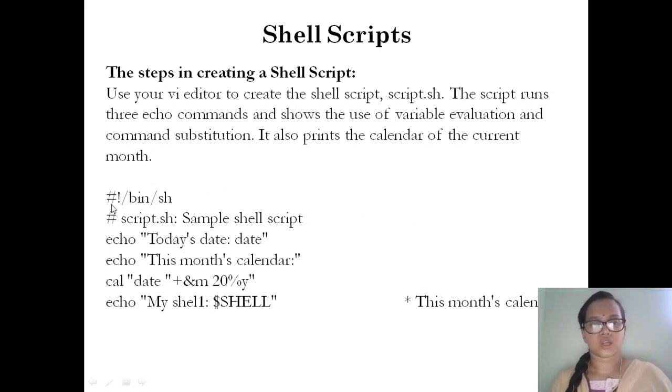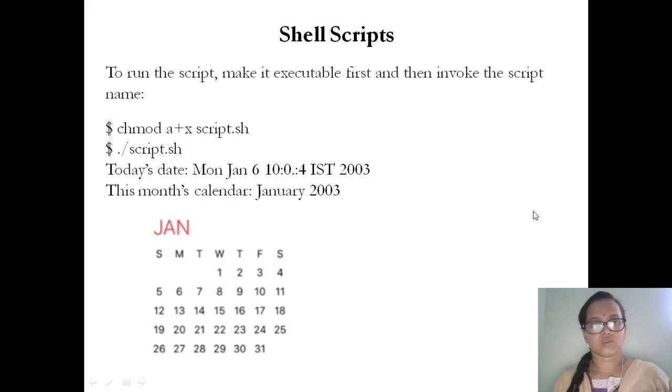You can see this is where it will direct your bash shell, and it also says script.sh, sample shell script. It is the comment which you have given, and echo today's date. So you are calling for today's date and echo this month's calendar, and you are giving a command like cal, where you will be passing an argument like date, and with that you are saying which month you want, and also the year. Okay, so echo my shell. The current month's calendar will be printed according to this command. So this is the shell script which you have given, and that will be executed.